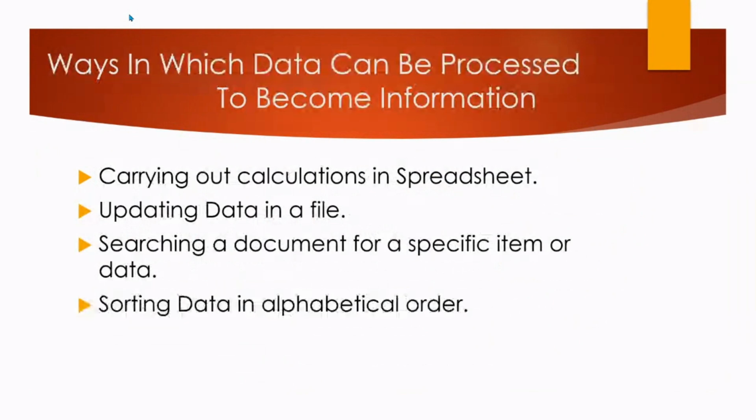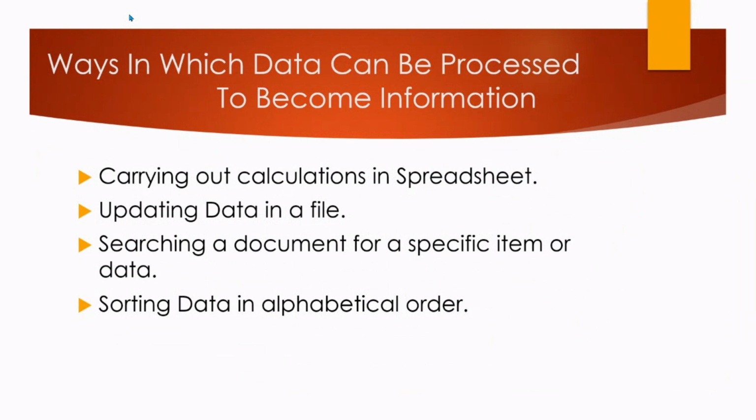Ways in which data can be processed to become information. There are many ways in which data can be processed to become information, but here are just a few of them. When we carry out calculations in spreadsheets, when we're updating data in a file, when we're searching a document for a specific item or data, when we're sorting data in alphabetical order, all these are ways in which data can be processed to become information. And you see the list right there, it is not exhaustive. There are so many other ways in which data can be processed to become information.